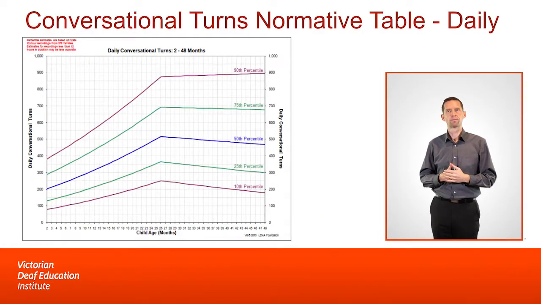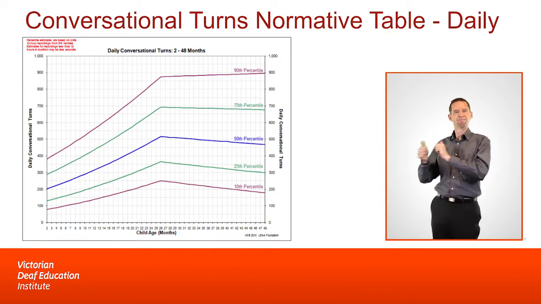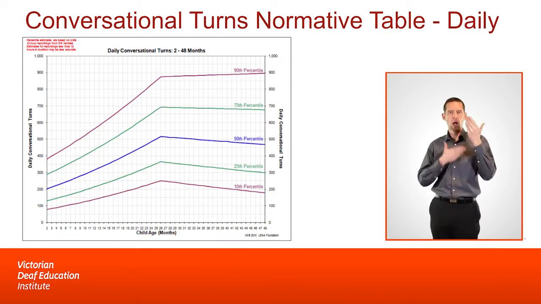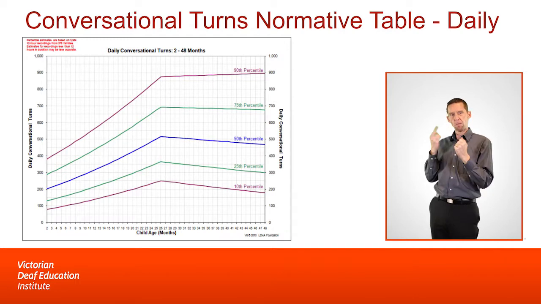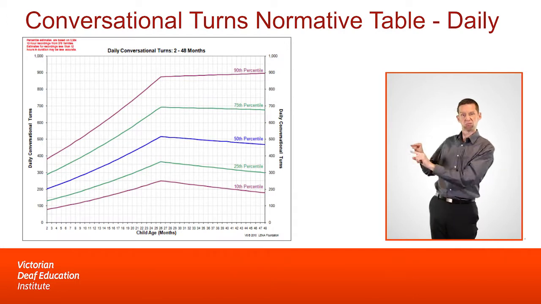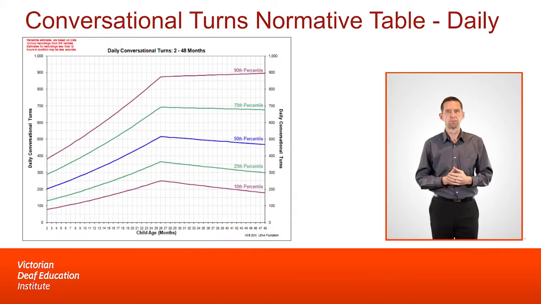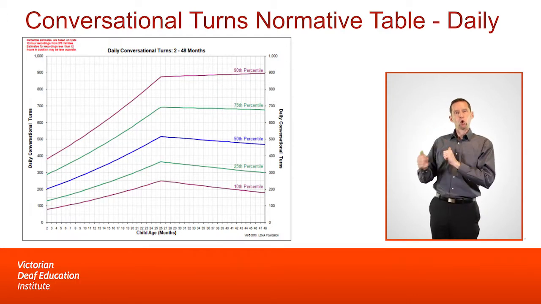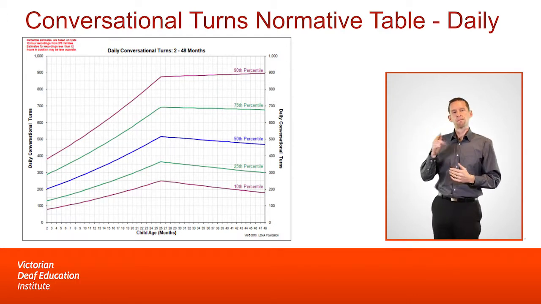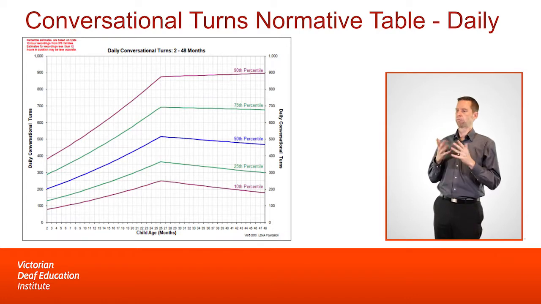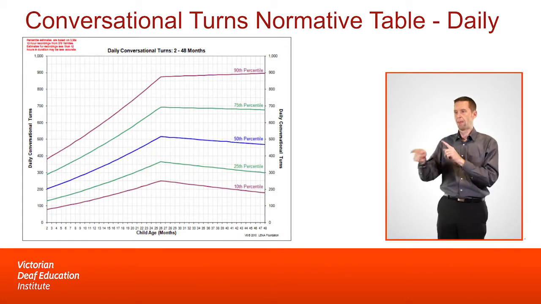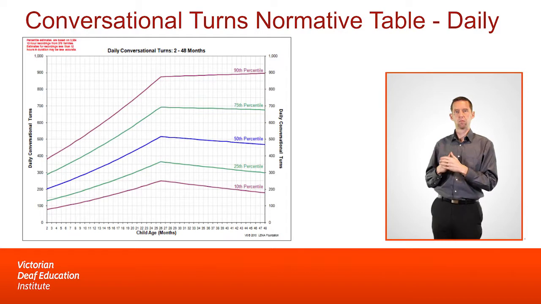And here's a conversational turns normative table. I won't take the time to walk you through it, but again, there's nice normative data available, and it's available freely online in those references that I've provided for you. So conversational turn is calculated on the basis that somebody initiates a conversation and somebody responds, and the response is within a 5-minute period. So here's the conversational turn counts.